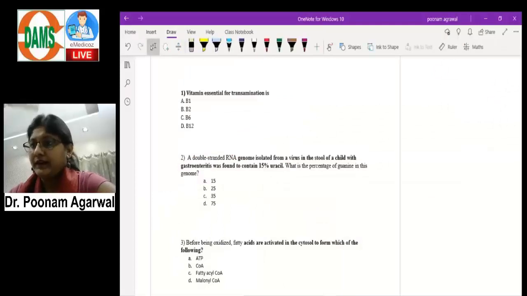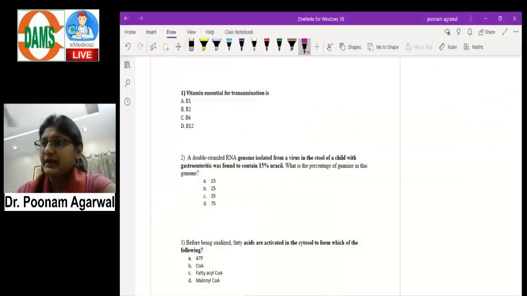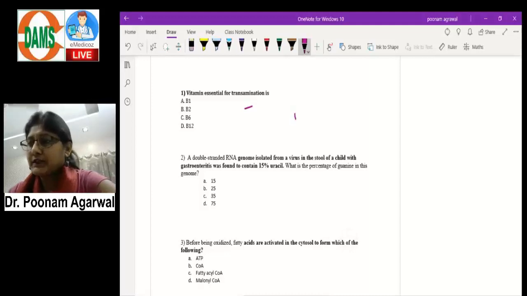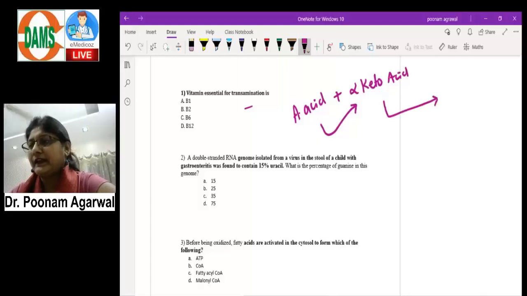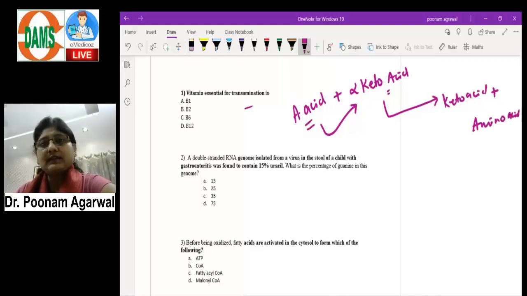What is the question? Vitamin which is needed for the process of transamination. See, transamination is the process where amino acid transfers its amino group to keto acid. When that happens, the amino acid is converted to respective keto acid, and the keto acid which is going to accept the amino group is going to get converted to amino acid. So this is the transamination. Transamination means transfer of amino group from one amino acid to one keto acid.